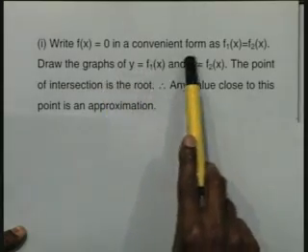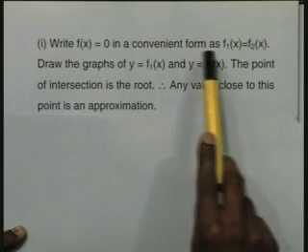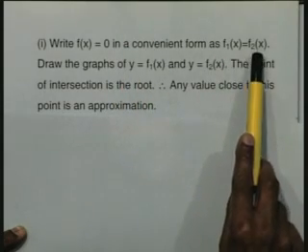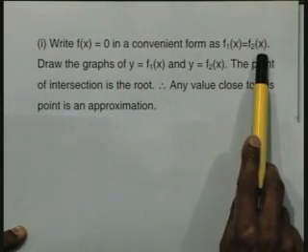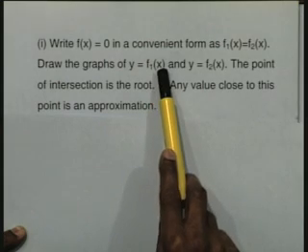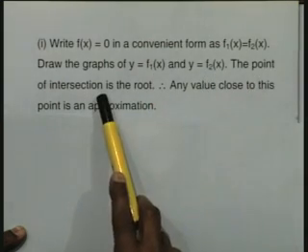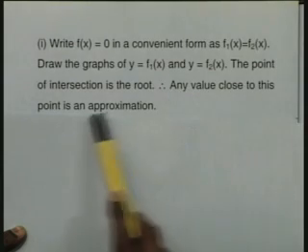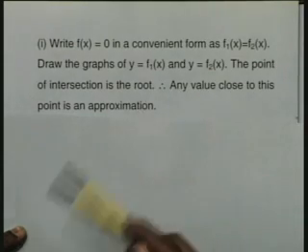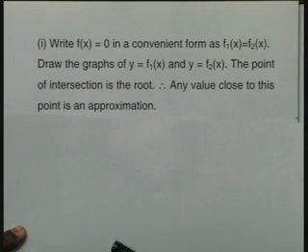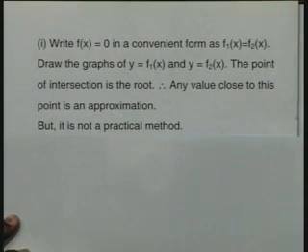If you want to break this, write f(x) is equal to 0 in the form of f1(x) is equal to f2(x). Yes, we can break it like that, and then draw the graph of y is equal to f1(x), and draw the graph of y is equal to f2(x). The point of intersection is a root. Any value close to this point is an approximation. So, approximately, we are drawing the graph, getting the point of intersection, and taking that as my approximation.